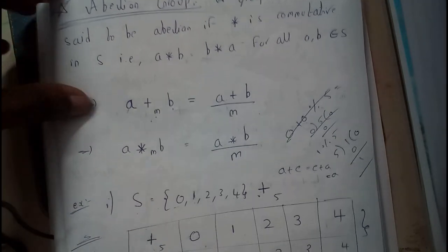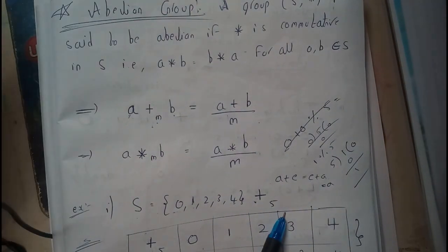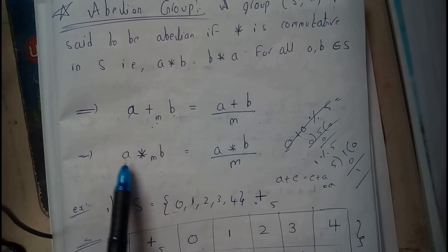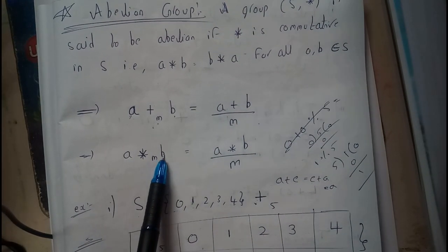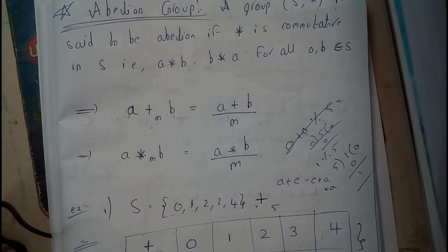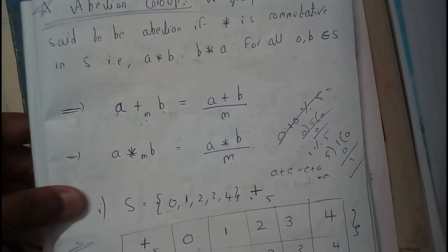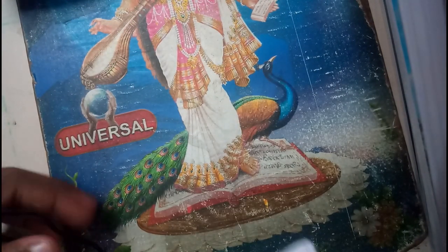Remember it. Next, if the question is given like this, star base m, then you will write A star base m B is equal to A star B modulo m. I'll give you an in-depth idea on this when I do the problem, don't worry. Because this is a bit confusing, I'll also practice it. Don't worry, I'm here to help you.